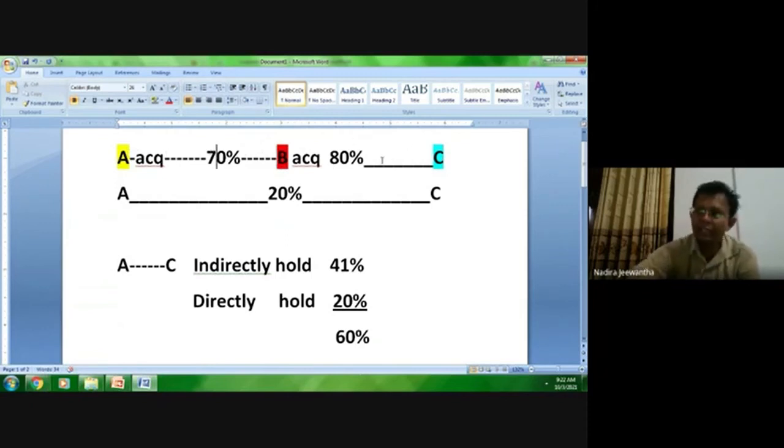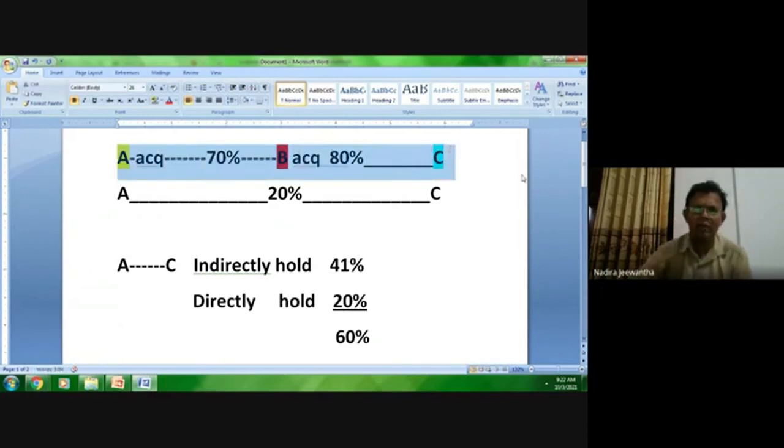In this case, no direct investment. A and C are parent and subsidiary. So the parent and subsidiary relationship can be through direct investment, or it can be through indirect investment like this one. Now take this particular one only.